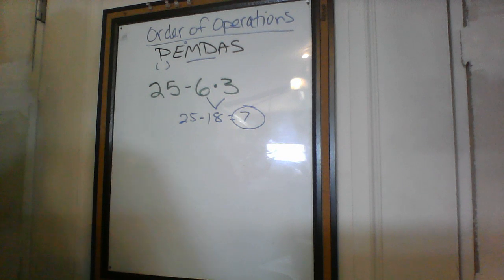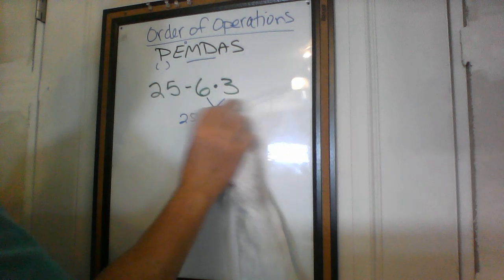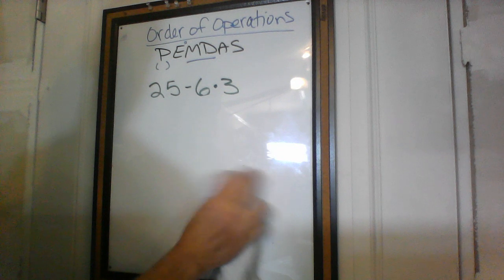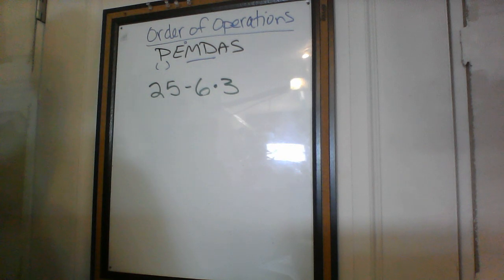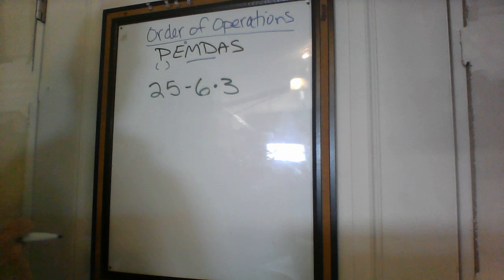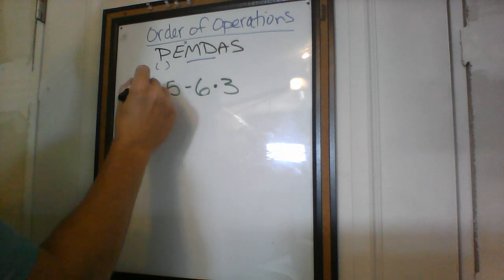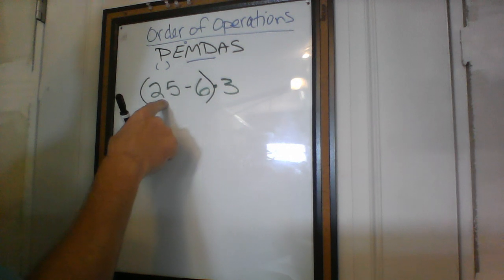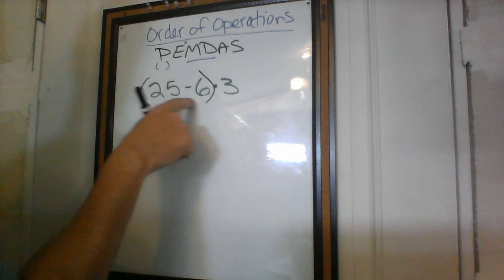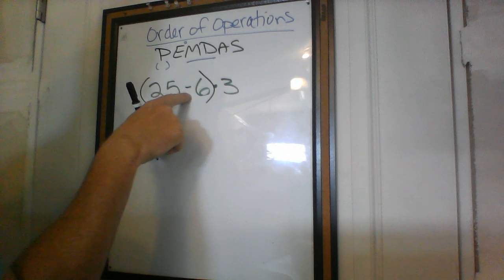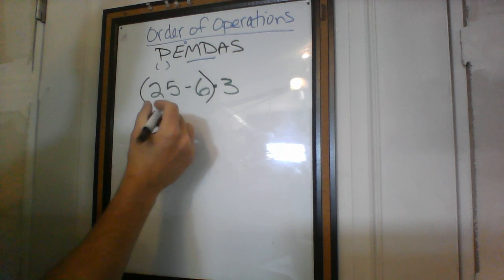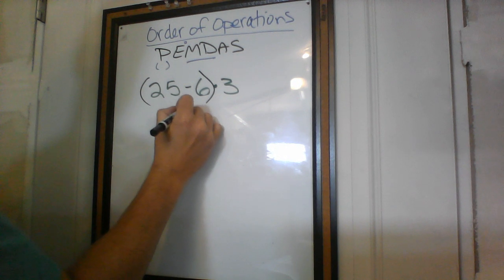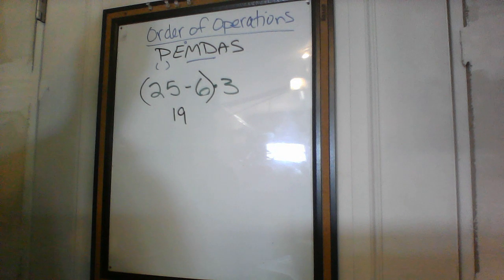All right, next part to show you the value of doing things in the correct order, and why we need to do these things in order, and how parentheses are so important. Okay, so our last answer was 7. This answer, we are going to do parentheses first. It doesn't matter that it's subtraction, it's in the parentheses, we've got to take care of it. 25 minus 6 is 19.